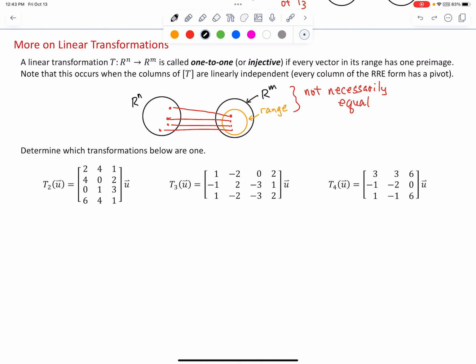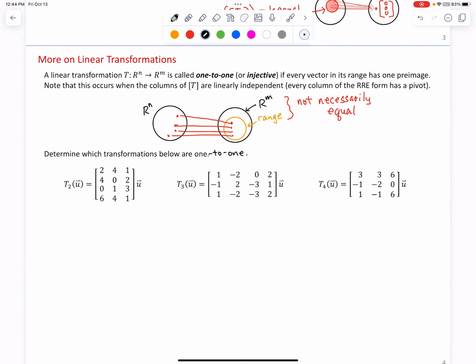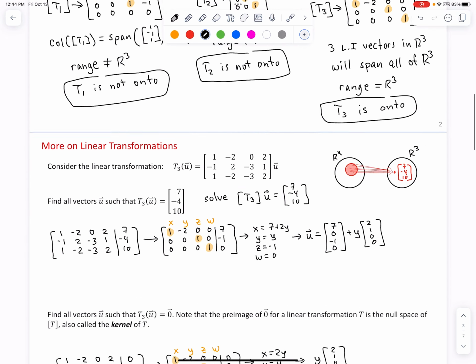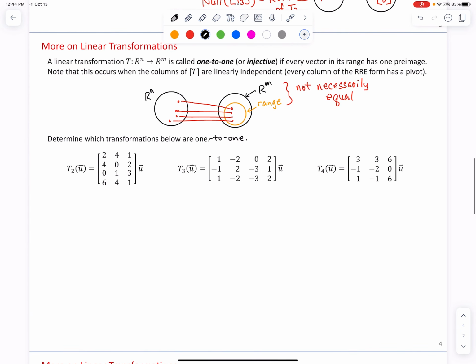Determine which transformations below are one-to-one. We have three transformations, T2, T3, and a new one, T4. The T2 and T3 that you're seeing here are the same T2 and T3 that we analyzed 2 pages ago. And then we have a new transformation, T4. So we begin by letting some vector be in the range of the transformation.